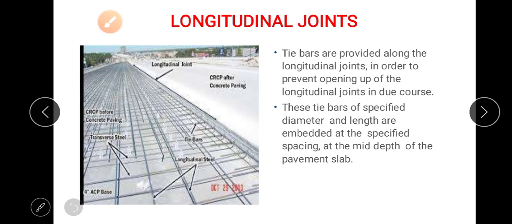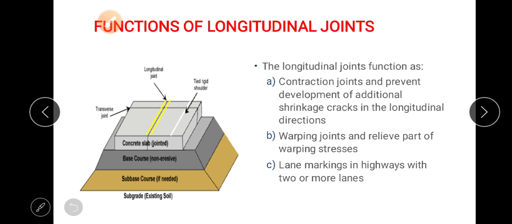Tie bars are provided along the longitudinal joints in order to prevent opening up of the longitudinal joints in due course of time. These tie bars of specified diameter and length are embedded at the specified spacing at the mid depth of the pavement slab. How they are placed and spread is shown in this photograph. The longitudinal joints function as contraction joints and prevent the development of additional shrinkage cracks in the longitudinal direction.